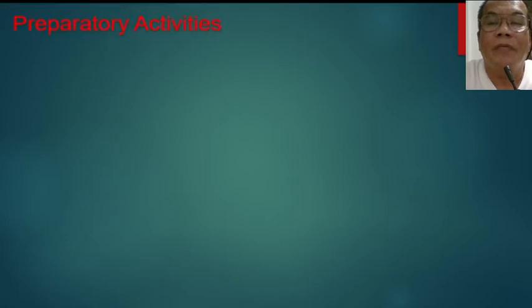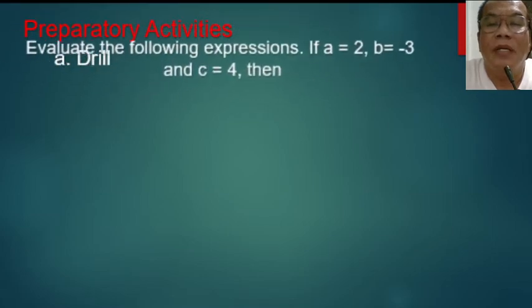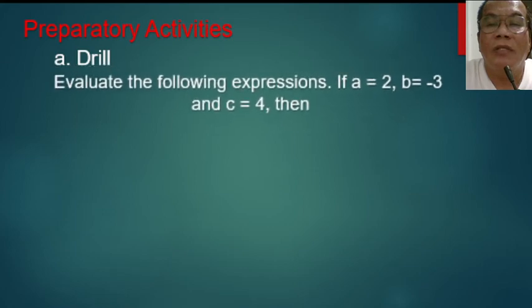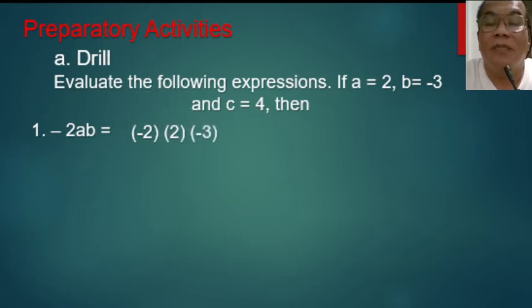And for our preparatory activities, there are 2. The first one is drill. Evaluate the following expressions. If A is equal to 2, B is equal to -3, and C is equal to 4, then -2AB is equal to what? Substitute the values of A and B. So you have -2 times 2 is -4, times -3 is +12.